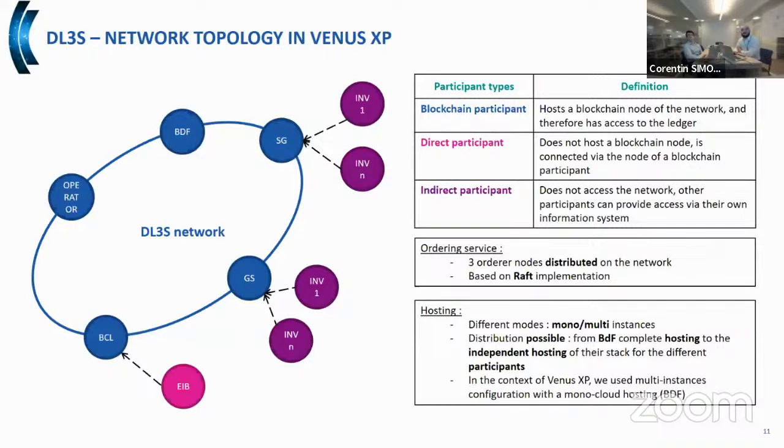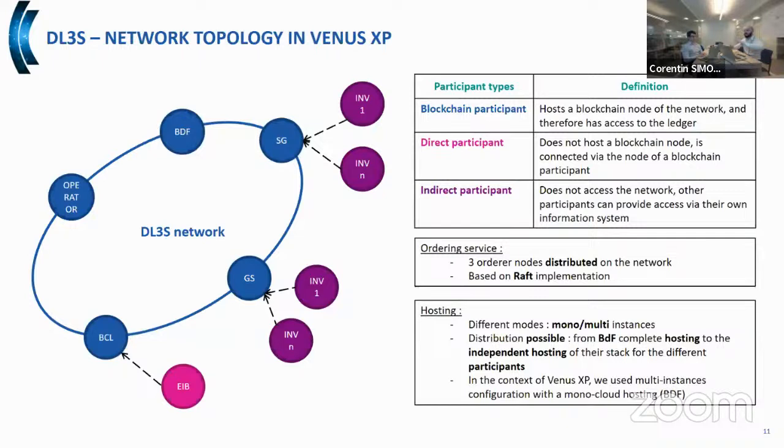But let me quickly go through the network topology that we use for the Venus experimentation. We retrieve the different participants that Clément mentioned just before, and we have different participant types that are possible in the DL3S network. We have the 2 central banks, Banque de France and BCL, and the 2 custodians, Société Générale and Goldman Sachs, that are blockchain participants on the network. They host a blockchain node of the network and therefore have access to the ledger.